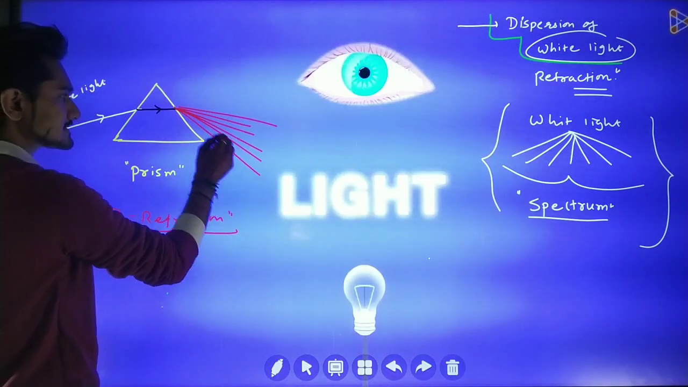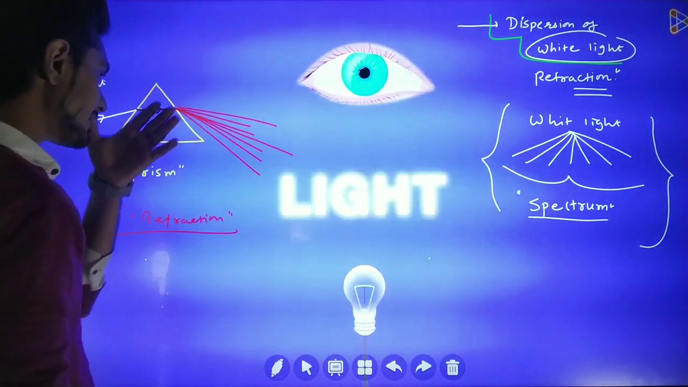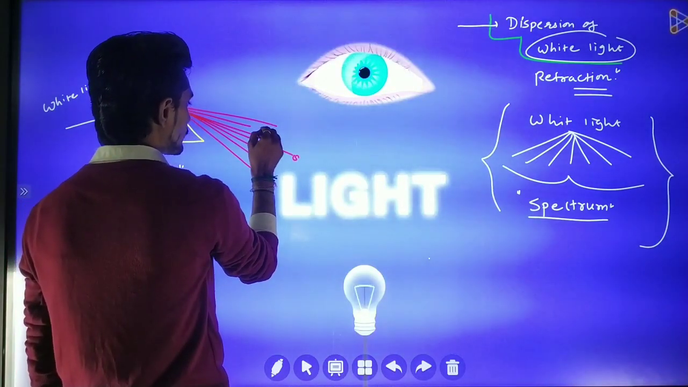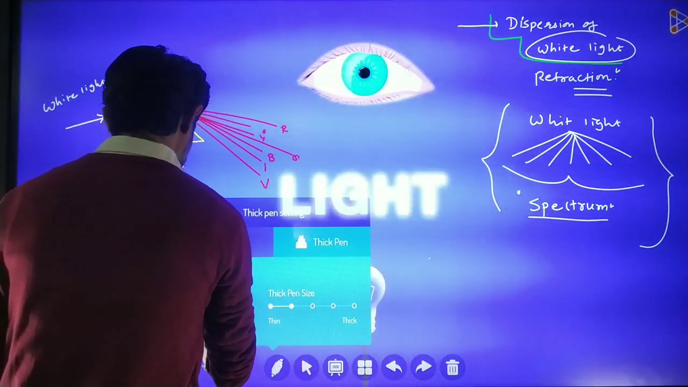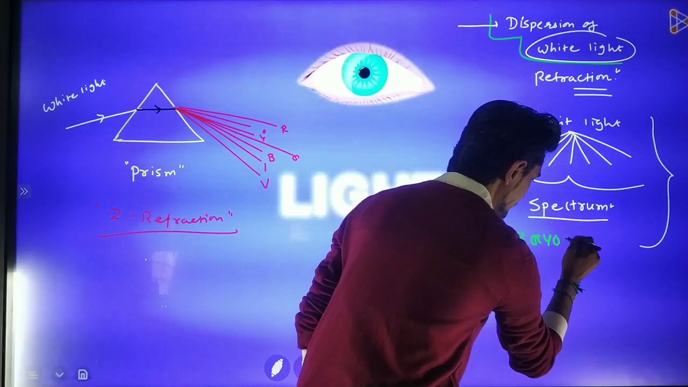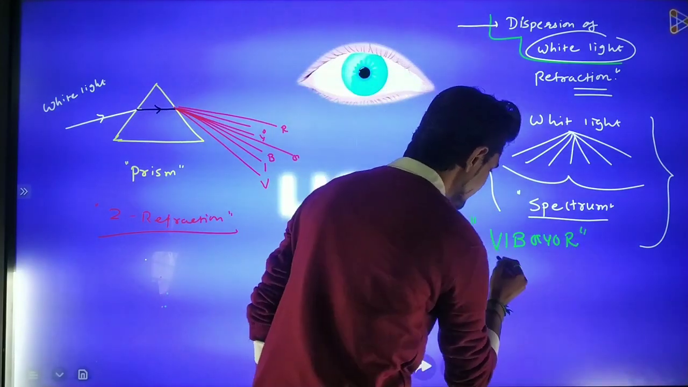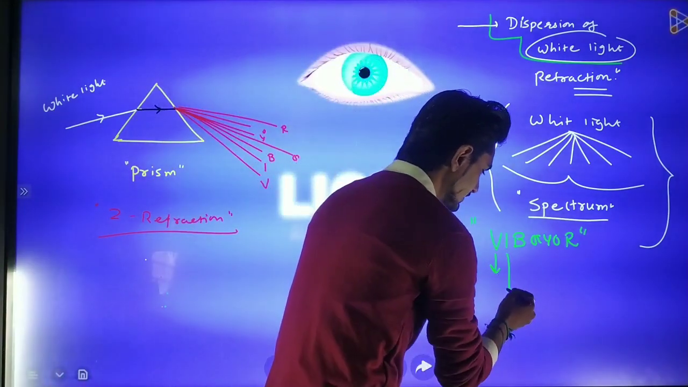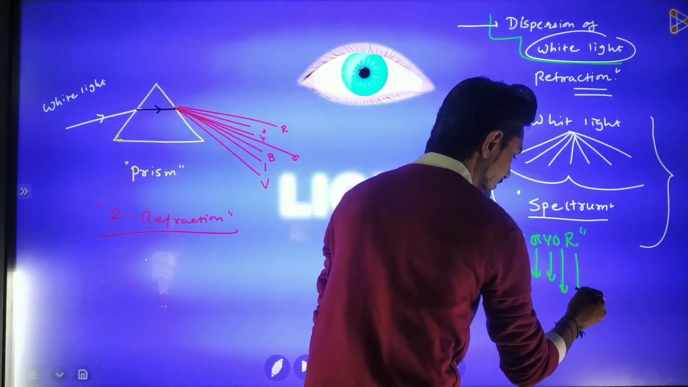1, 2, 3, 4, 5, 6, and we will do another. So these 7 colors are written like VIBGYOR, and in simple terms it will be called VIBGYOR. V is violet, I is indigo, B is blue, G is green, Y is yellow, O is orange, R is red.